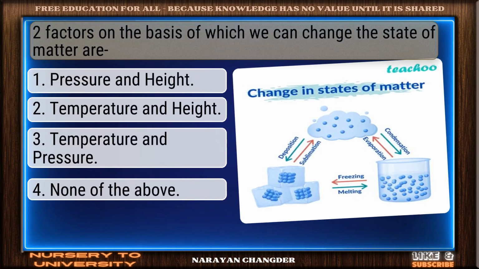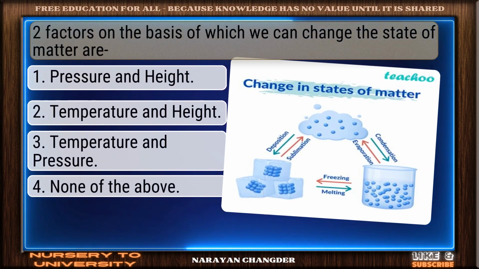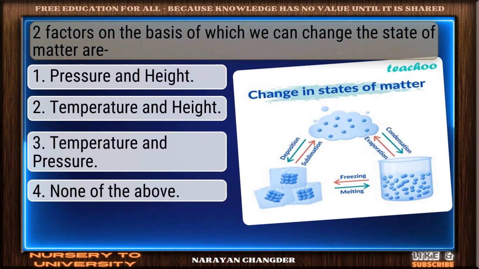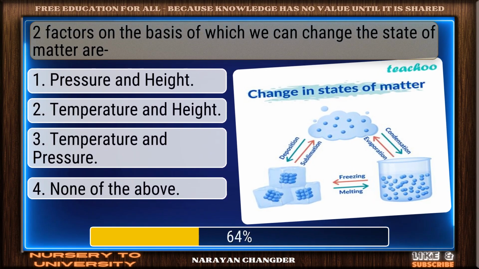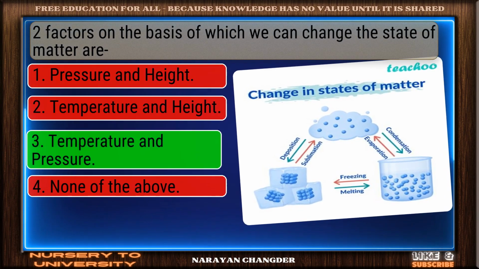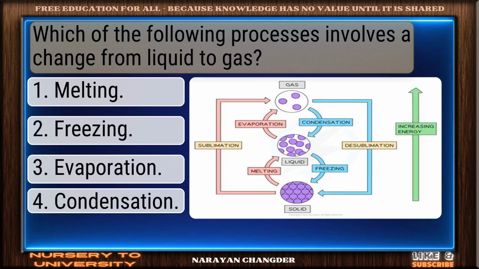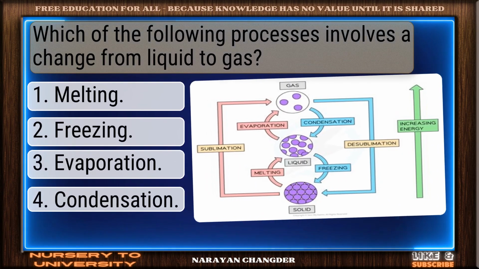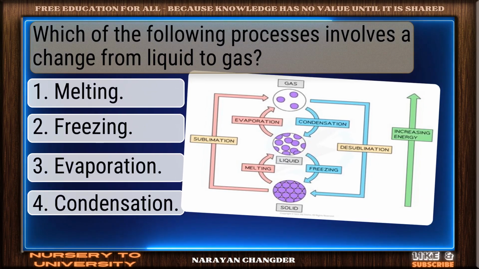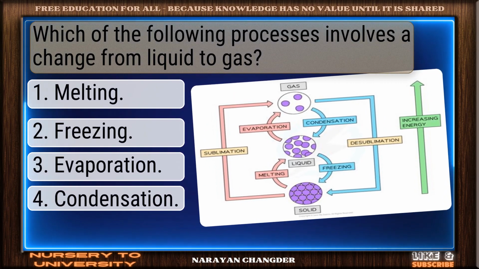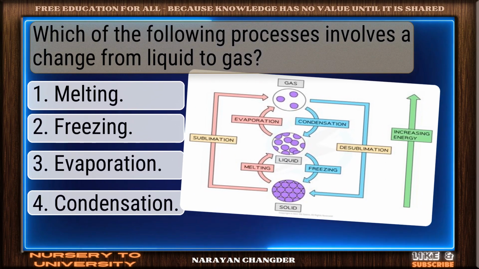Question number 25. Two factors on the basis of which we can change the state of matter are? Correct. Temperature and pressure is the right answer. Question number 26. Which of the following processes involves a change from liquid to gas?